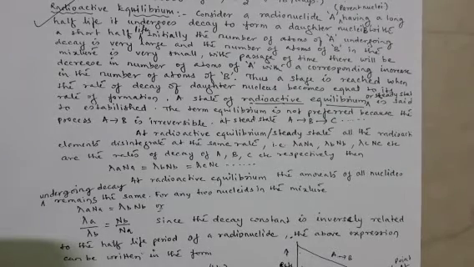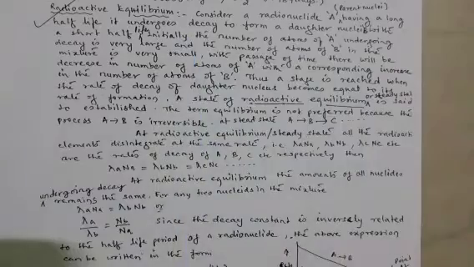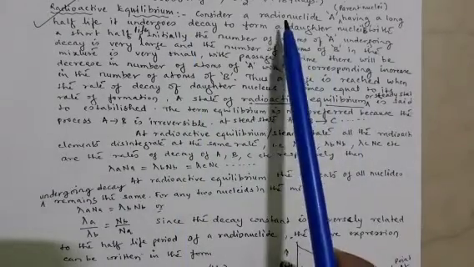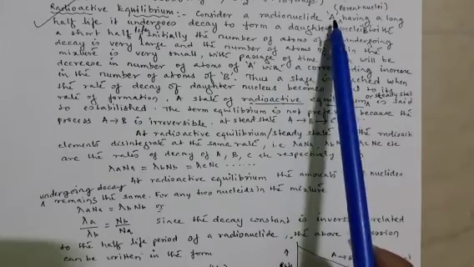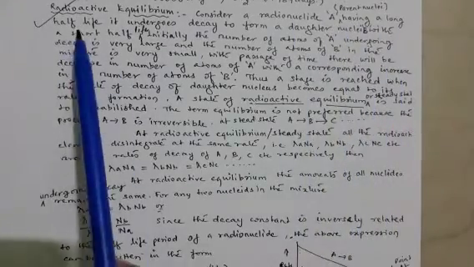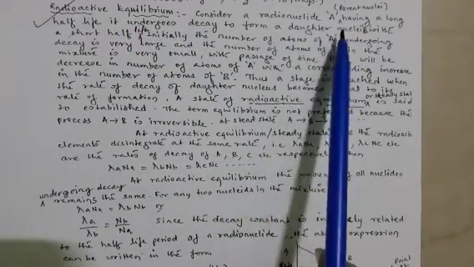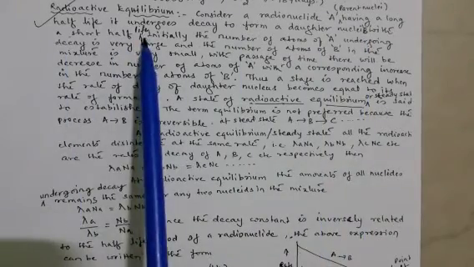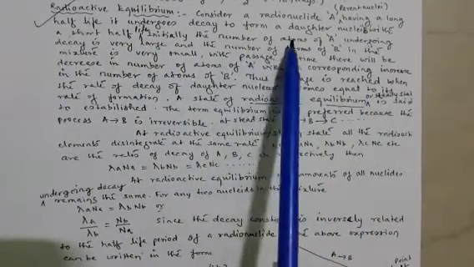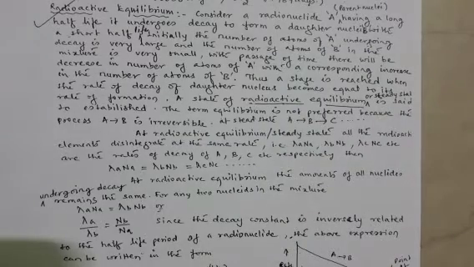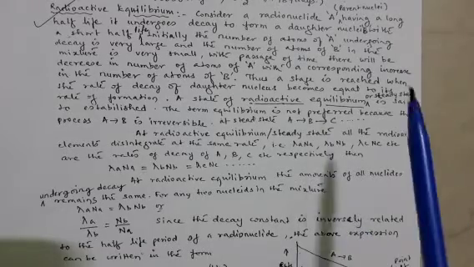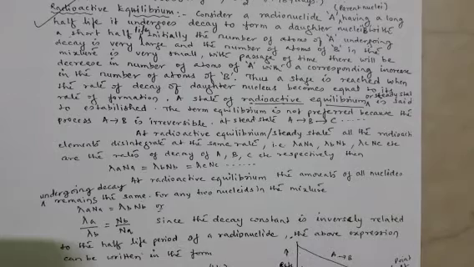So let us discuss radioactive equilibrium. Let us consider a radionuclide A, a parent nuclei having a long half-life. It undergoes decay to form the daughter nuclei with a short half-life. Initially, the number of atoms of A undergoing decay is very large, and the number of atoms of B in the mixture is very small. That is, the concentration of the daughter nuclei will be low.